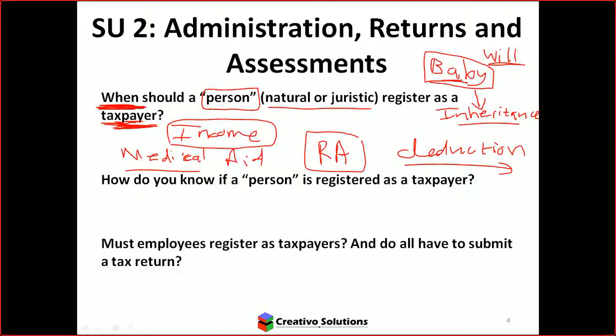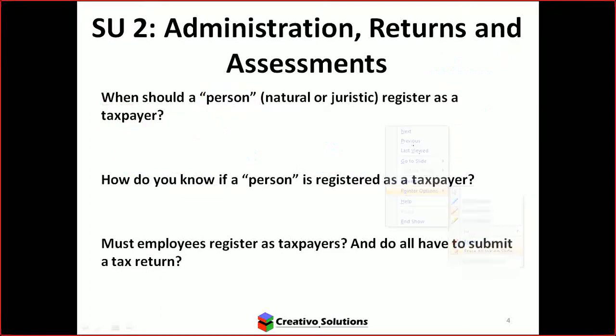So it doesn't matter how old you are, it doesn't matter how young you are, you can literally be taxed in the womb, and you could even be taxed on your death. We spoke about death taxes last week. It's called estate duty. So when you die, that's the death taxes.